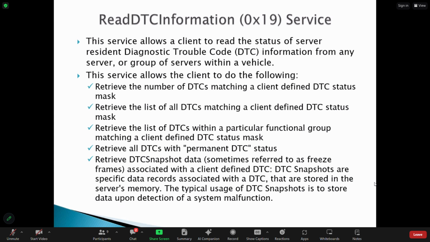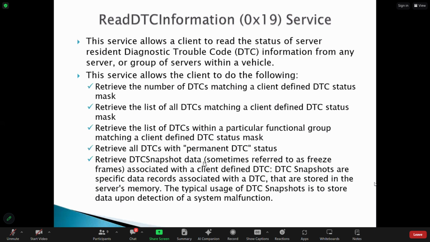So we can retrieve all the DTCs with permanent DTC status. We will go into detail once we get to subfunctions. Each point specifies one subfunction. Using one subfunction, you can read the number of DTCs. Using another subfunction, you can read the list of all DTCs matching the client-defined status mask. So these are all related to subfunctions. We will go through subfunctions in detail, don't worry.